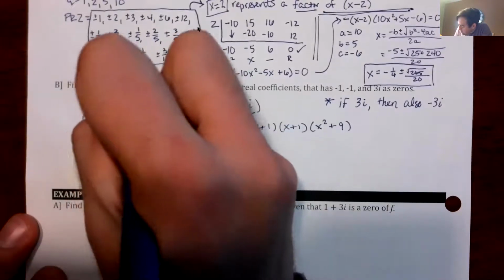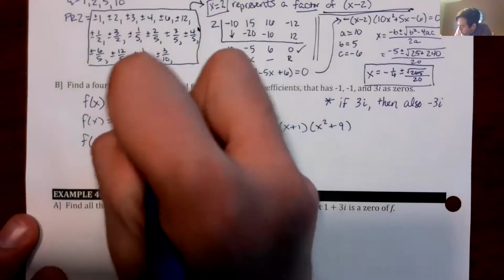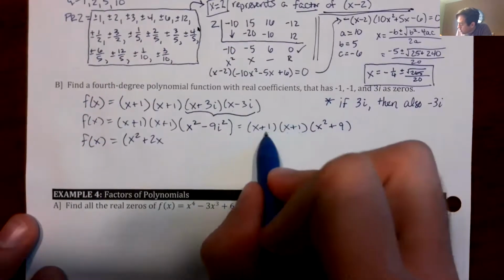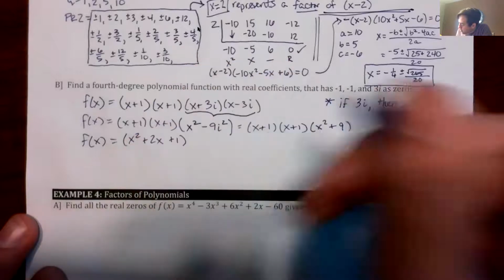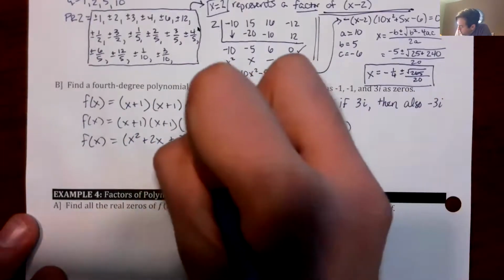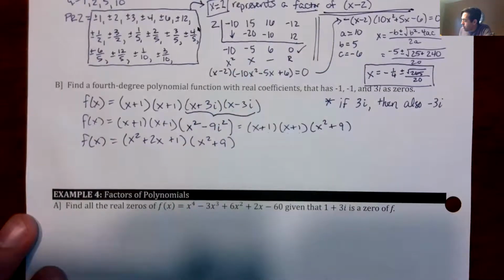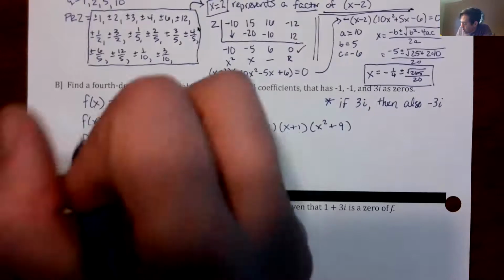We're going to get x squared plus x is plus 2x. And then 1 times 1 is plus 1. And our second factor is going to still be the x squared plus 9. And now we're going to multiply these all together. So we're going to have to distribute.